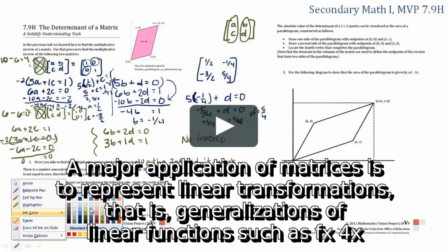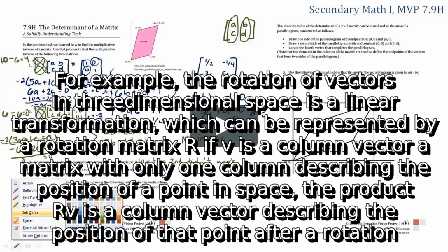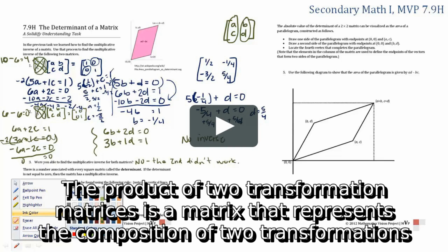A major application of matrices is to represent linear transformations, that is, generalizations of linear functions such as f(x) = ax. For example, the rotation of vectors in 3-dimensional space is a linear transformation, which can be represented by a rotation matrix R. If v is a column vector, a matrix with only one column describing the position of a point in space, the product Rv is a column vector describing the position of that point after a rotation. The product of 2 transformation matrices is a matrix that represents the composition of 2 transformations.